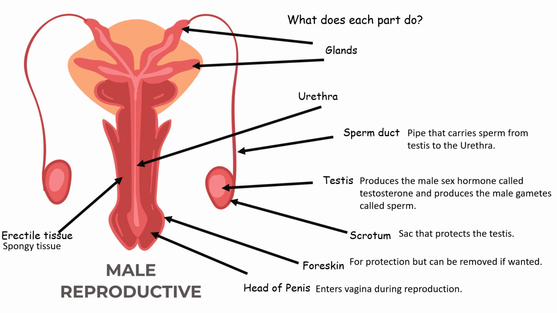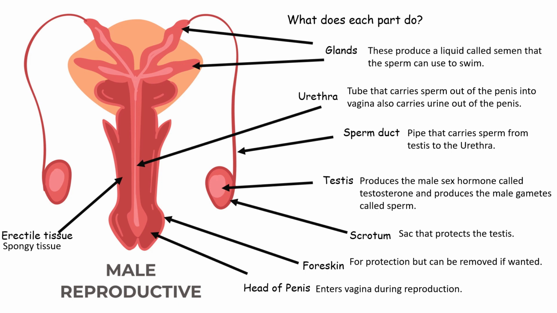The sperm duct is a pipe or tube that carries the sperm from the testes to the urethra. The urethra is a tube that carries sperm out of the penis into the vagina. It also carries urine out of the penis. During excretion, the urine is slightly acidic and will kill bacteria, also cleaning the urethra.